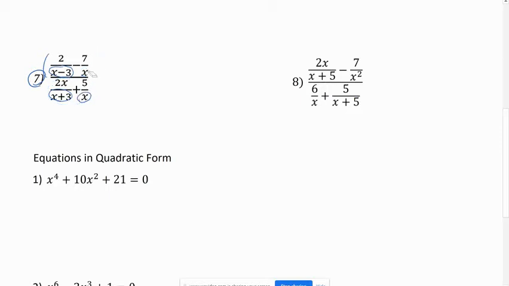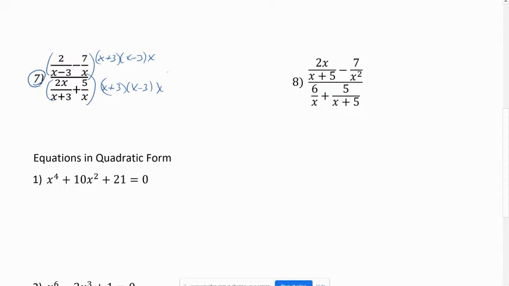So I have a common denominator considering all those factors. My common denominator is going to be x plus 3, x minus 3, and x. Same thing down here, x plus 3, x minus 3, and x. So no matter what the denominators are, we look at all the denominators in our complex fraction, we find the common denominator.